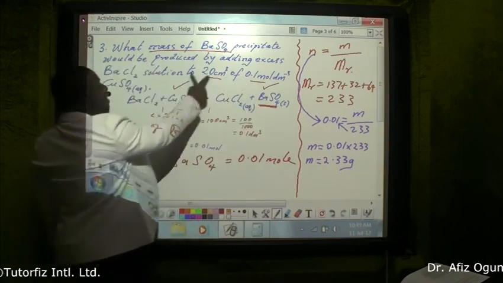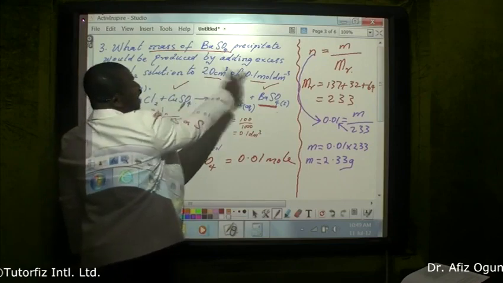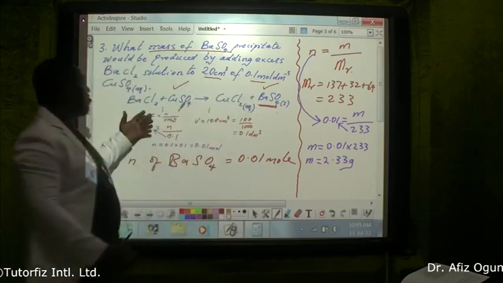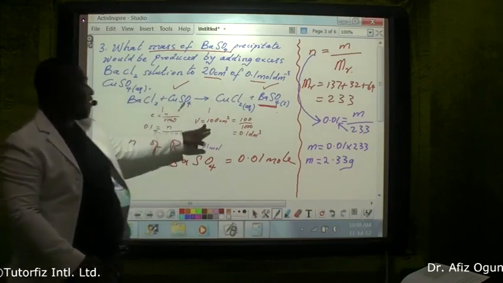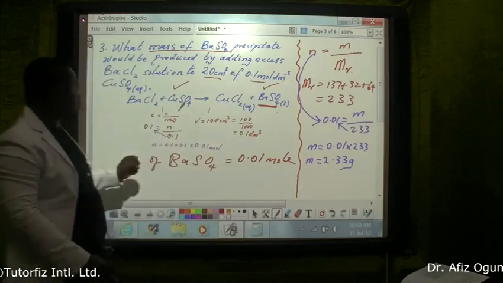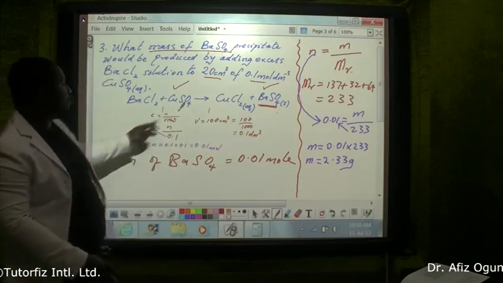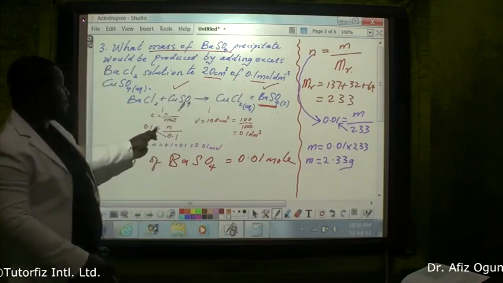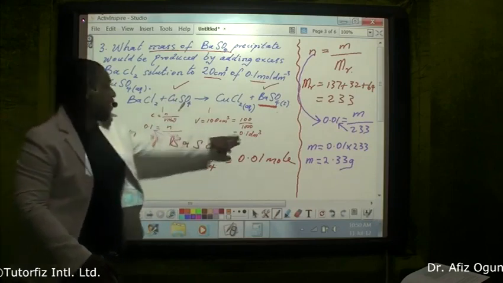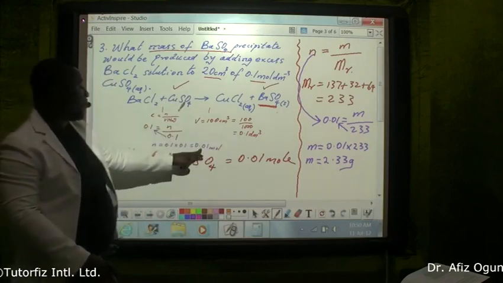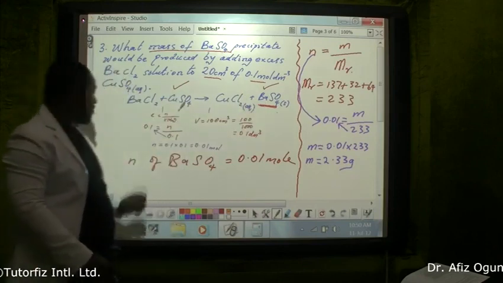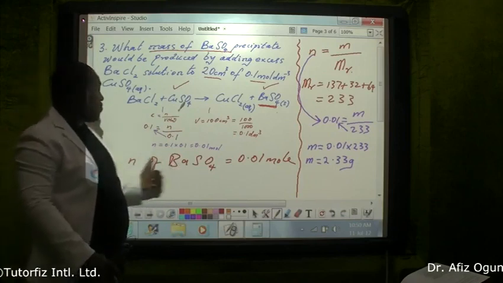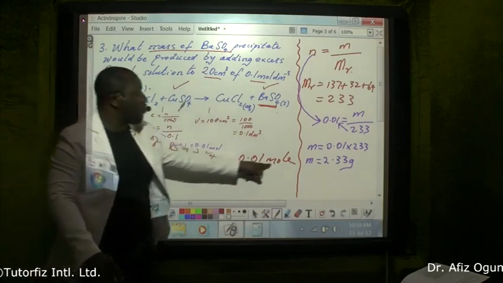Now, how can you get the mole of this? You have the volume and you have the concentration. You can say concentration equals number of mole divided by volume in dm cube. I convert the volume to dm cube. I got 0.1 dm cube. So concentration 0.1 equals number of mole, which I'm looking for, divided by volume. When I cross multiply, I got my number of mole to be 0.01. If this is 0.01, this must also be 0.01. So n of barium sulfate is also 0.01 mole.